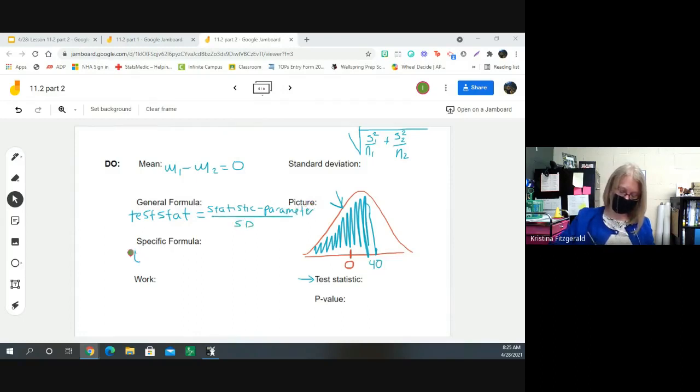So in terms of symbols, this is what we're plugging in, or well, we're going to make the calculator do it, but we're going to take our difference minus what we think the true difference is. So in that case, this will be 0. And then divided by this nasty formula, which is given to you. You don't have to memorize it. And I'm going to show you the calculator trick.